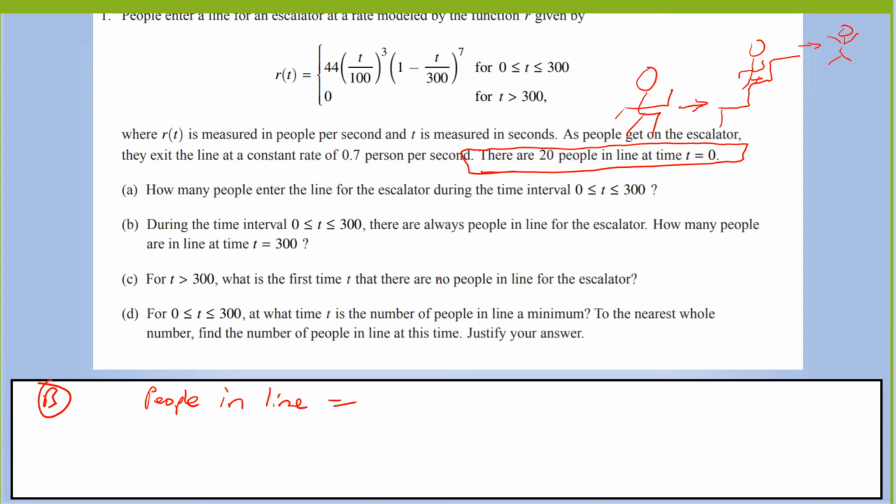Okay, so people in line, I've got 20 people that started in line, plus what? Plus the integral 0 to 300. Okay, you're adding here, so do I need to use the people who are entering the line or the people who are exiting the line? Entering. Entering? Okay, so that, what should I write?